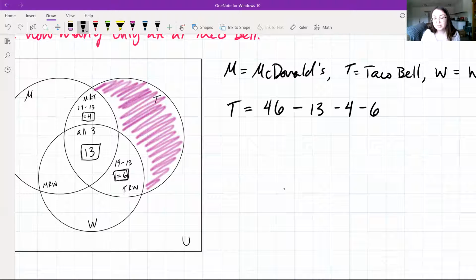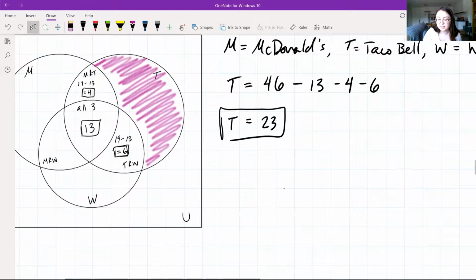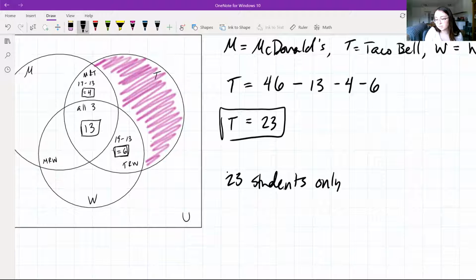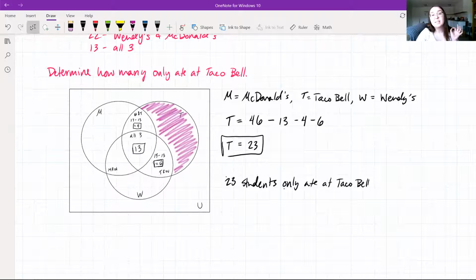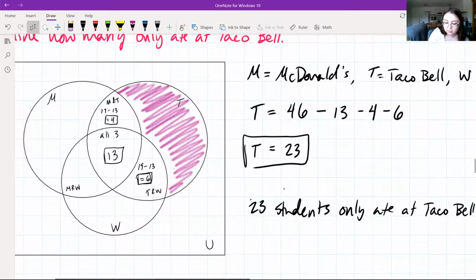Now that we have found all of these values, we just calculate. If you subtract all of these numbers, we end up getting 23. So then we can say 23 students only ate at Taco Bell. We can label this 23 now, box it in.